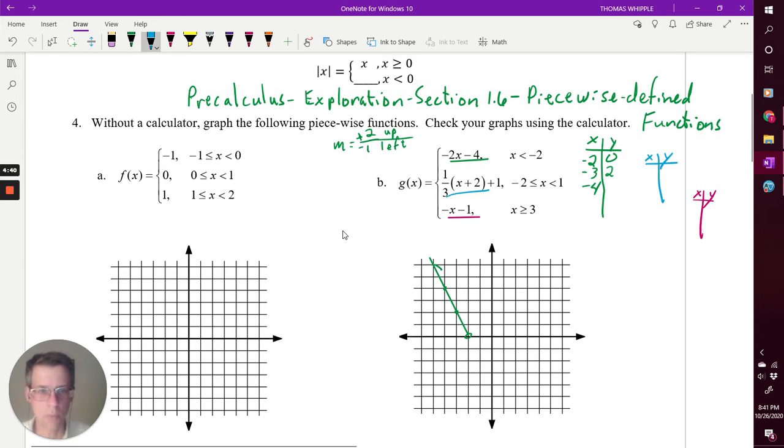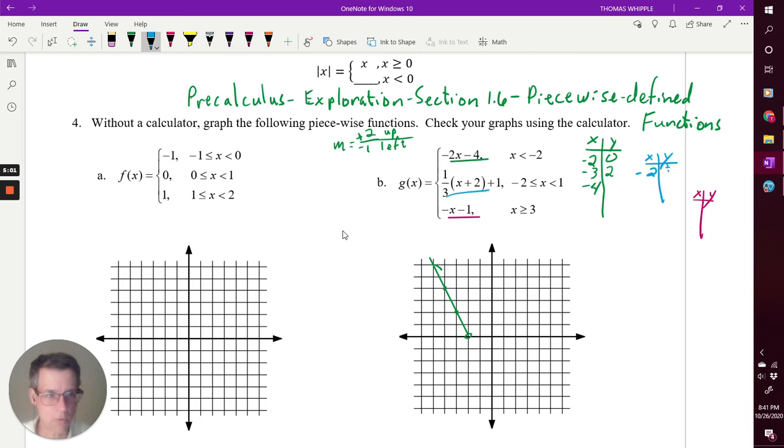Now we can go in and do the blue piece. Now the blue piece has 2 endpoints to it, so let's definitely figure out where negative 2 would be. If I plug negative 2 in here, parentheses, negative 2 plus 2 is 0. Put this over here, so we'll have 1/3 times 0, which would give me 0 plus 1. I'm going to be getting back 1.